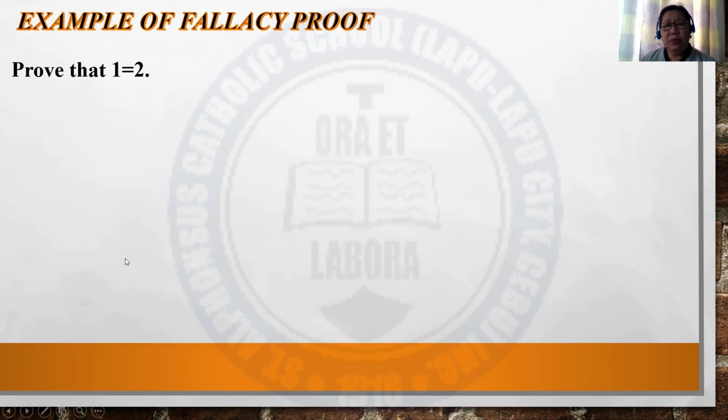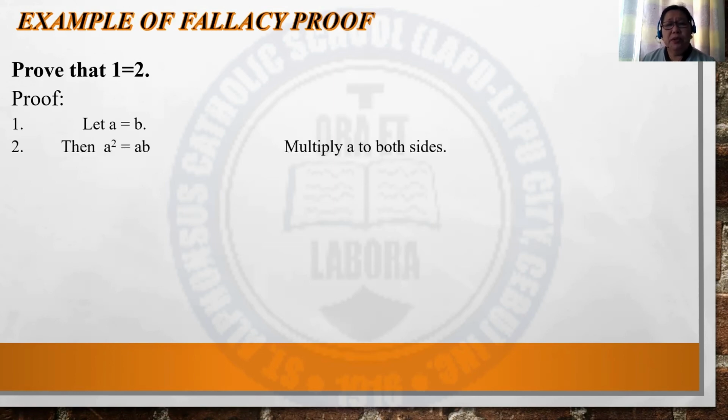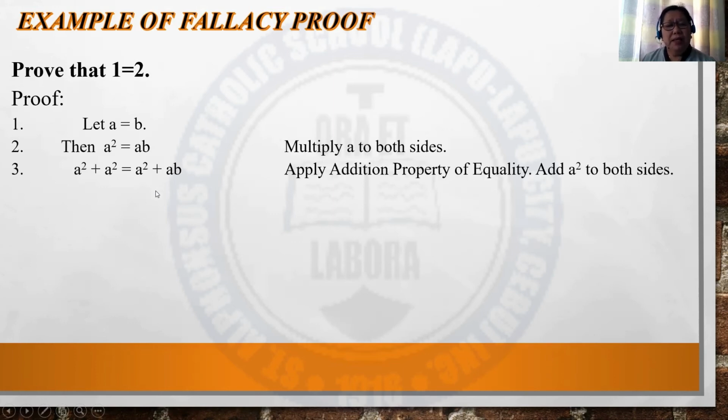Supposing we are asked to prove that 1 is equal to 2. So let us have the proof in this manner. Supposing we let A is equal to B, and then we multiply A to both sides. So A times A is A squared, A times B is AB. And then we apply the addition property of equality, wherein you may add A squared to both sides. So add A squared, you also add A squared here. Then you have to add similar terms.